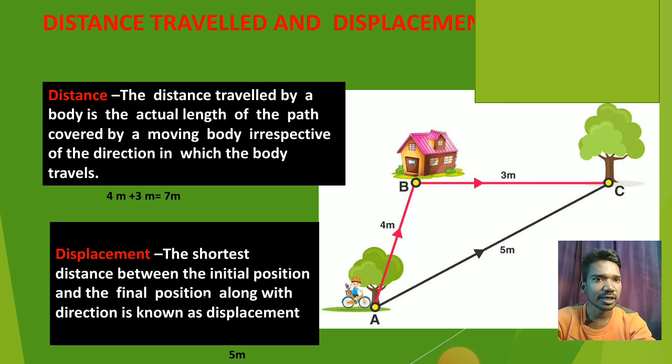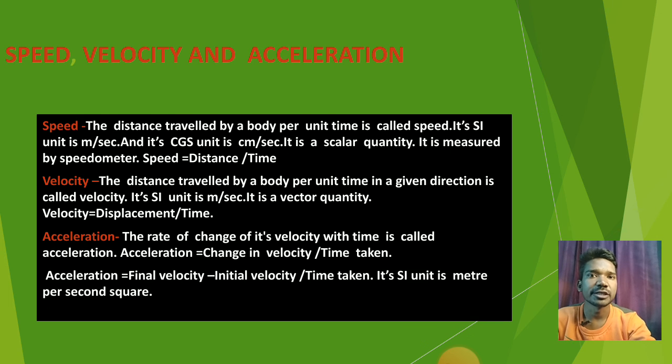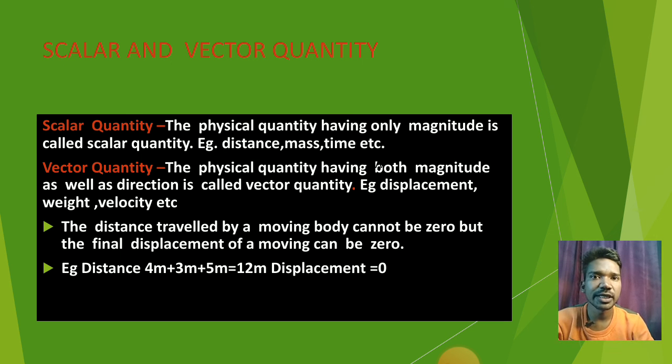But in the case of distance, it is never 0. The distance which the boy travels, it is 4 meter, 3 meter and 5 meter. So total distance it is 12 meter. So this is the major difference between the scalar quantity and vector quantity.